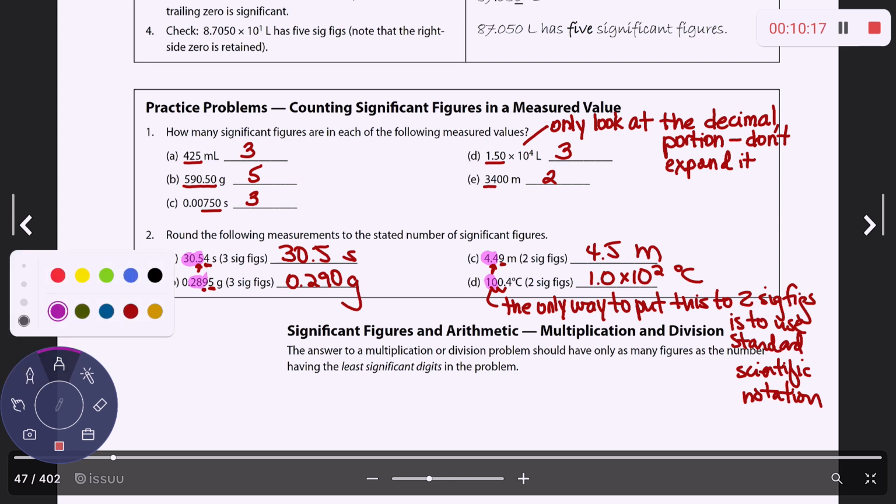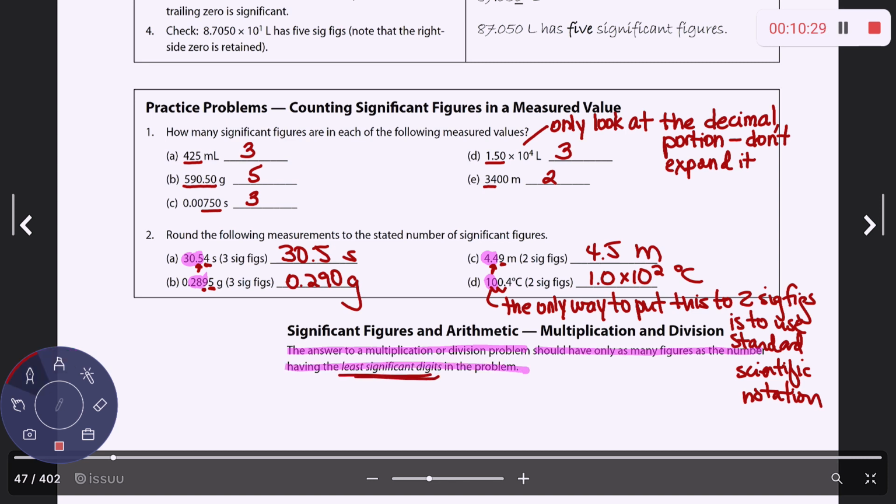Now, anytime you multiply and divide, your answer should have as many sig figs as the number with the fewest significant digits. That is the rule. So let's turn the page. Let's take a look at the quick check.